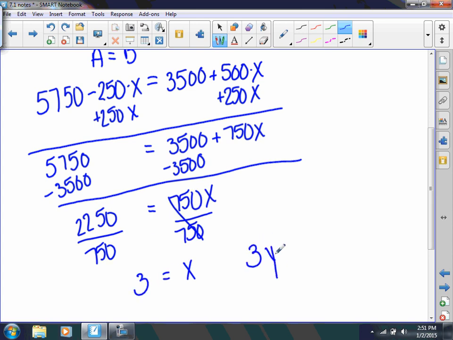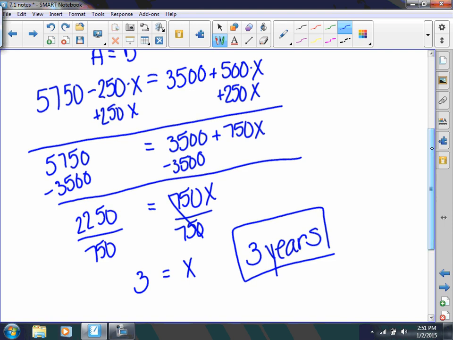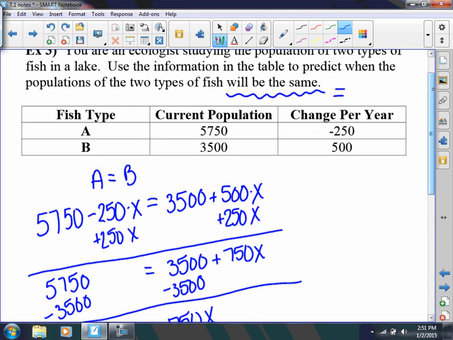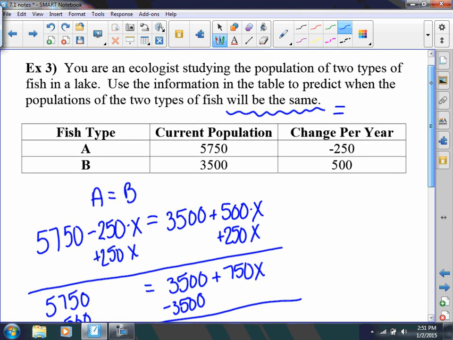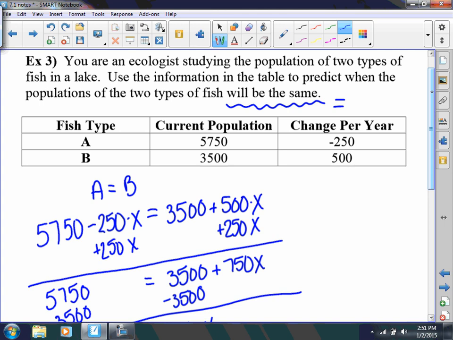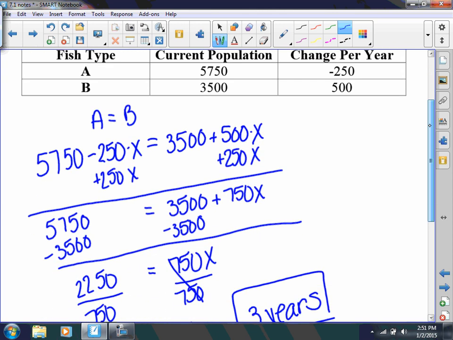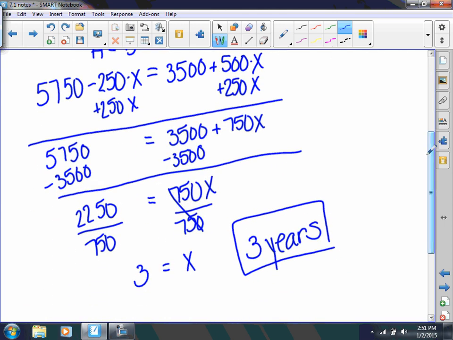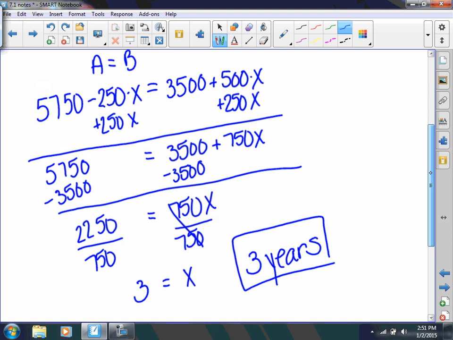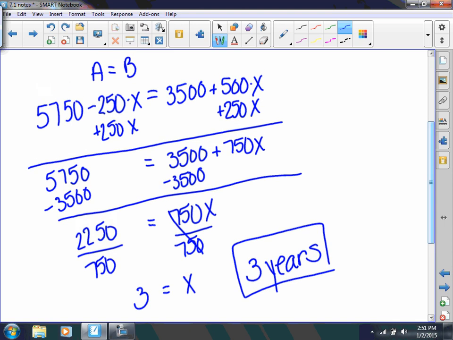So if we wanted to write that in a complete sentence, we would say, in 3 years, the fish populations will be the same. Okay, so this problem is still dealing with a system of equations. You still have two equations in slope-intercept form that you're setting equal to each other and then solving algebraically. So this is a little bit of a preview of what's going to be coming up tomorrow as well. We're going to do more algebraic work tomorrow with systems of equations instead of doing so much graphing.